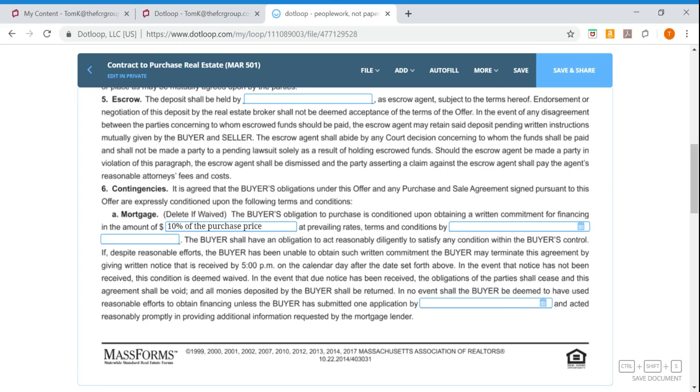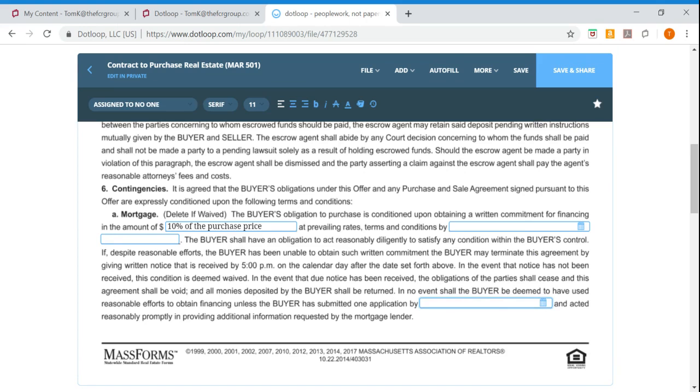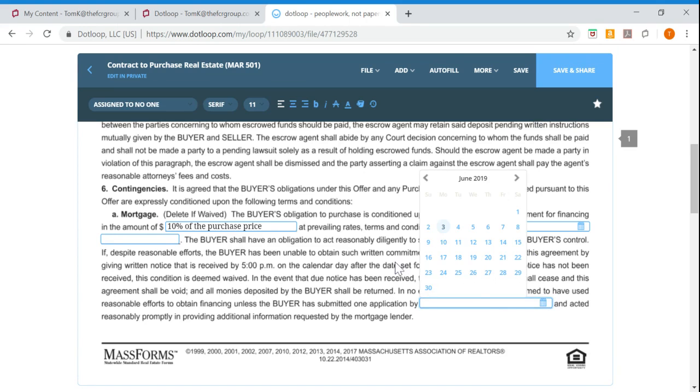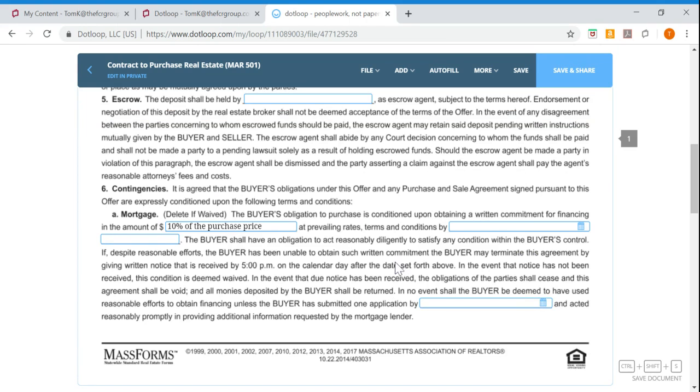The reason they have this contingency is if the buyer is unable to obtain financing, it allows them on a certain date to be able to remove themselves from the contract and receive their escrow deposits back. Again, coordinate with the lender, the mortgage representative, to find out when a reasonable date for receiving the mortgage contingency would be.